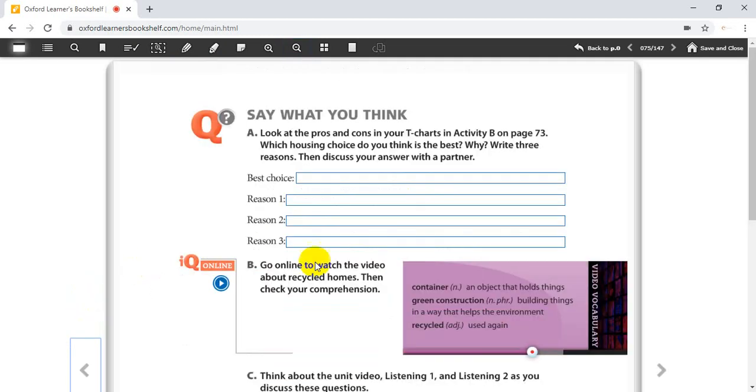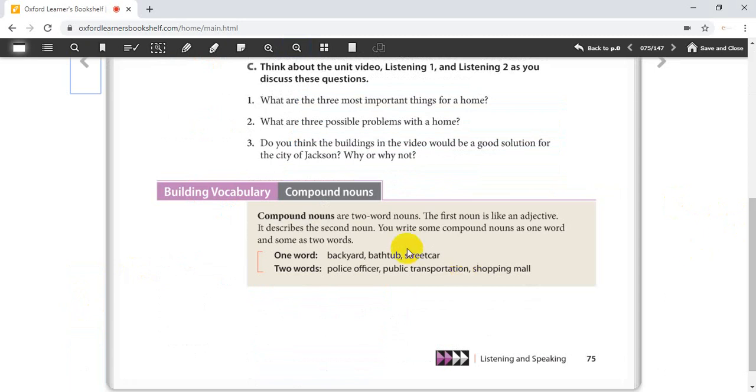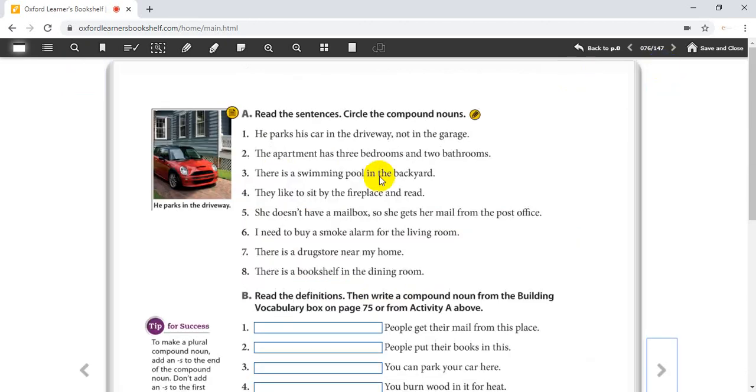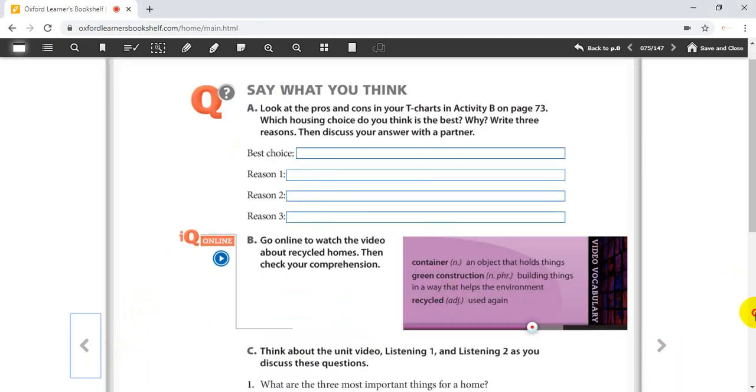On page 75, just 1 minute. On page 75, we have some of the words in this box. So you are going to see the definitions given on page 76 in activity B. Some of the definitions might be related to any word from here. And also you have to check from activity A. So you have to check all the compound nouns that you circled in activity A, and you studied in this box.